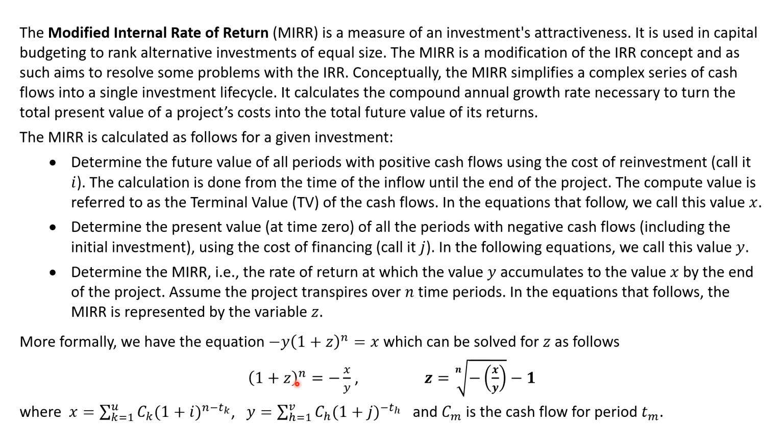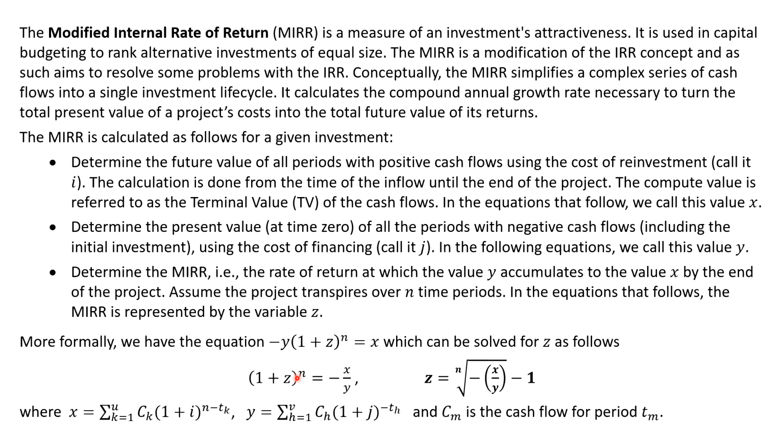And then I'm just showing here on this line how to solve for it. We divided the Y, minus Y into X, and then we took the nth root of this, which would be a positive number, since X is positive and Y is negative. Then this negative makes this positive, and then you just subtract the 1 and you get this number for your MIRR. Okay, so a little bit complicated.